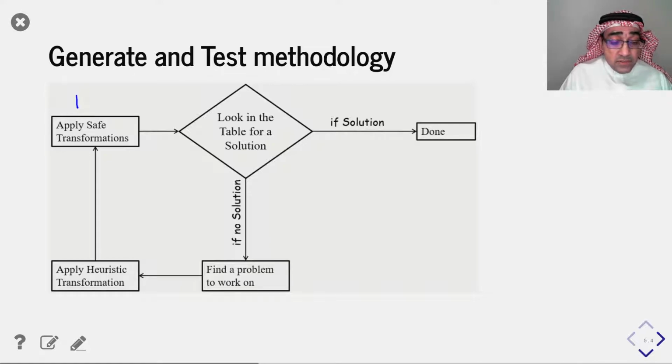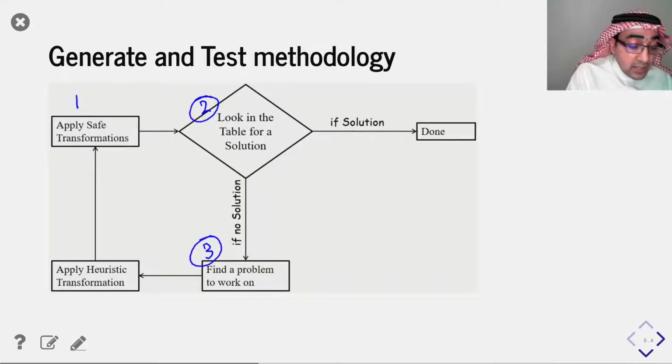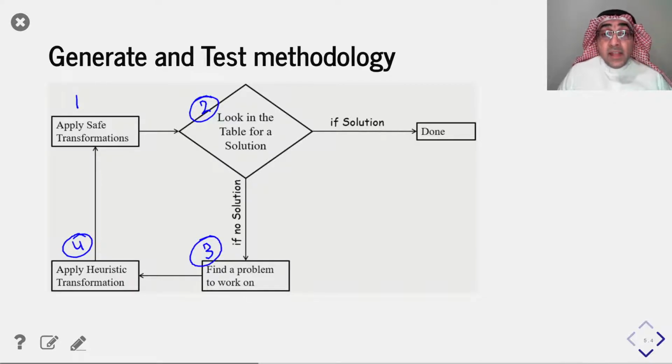After I apply the safe transform, I'm going to go to step 2, where I look in the table of solutions. Do I have that equation in the table of solutions? If I have that, I'm done. If I don't, I go down over here to step 3 and I look for a problem to work on. How am I going to take this problem and tackle it? So I look at the heuristic transforms and I apply, in step number 4, one of the heuristic transforms that will result in a problem reduction.